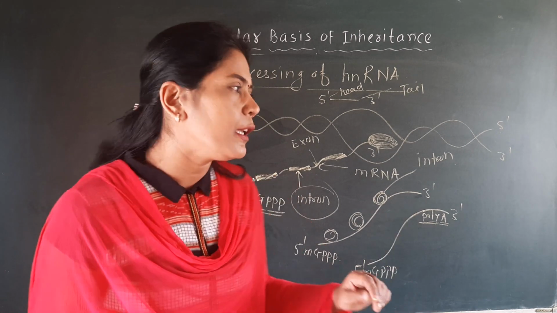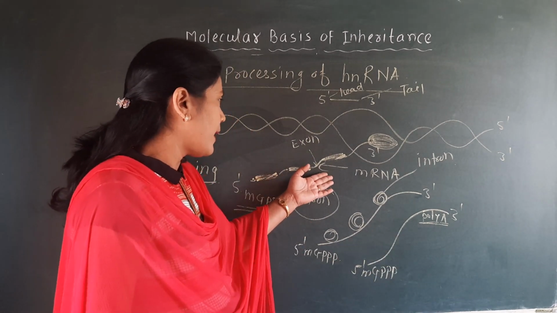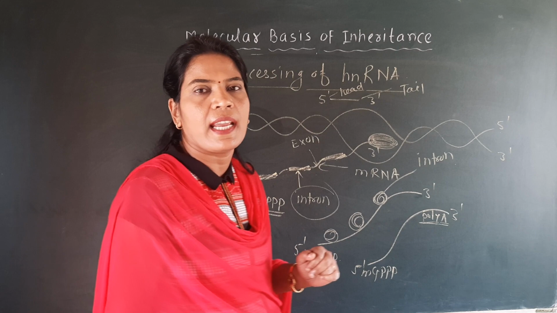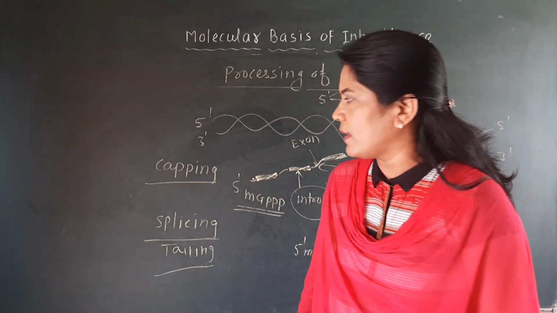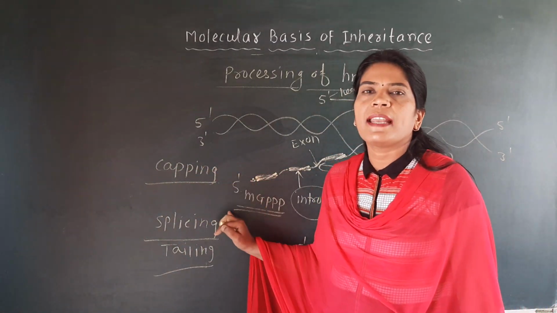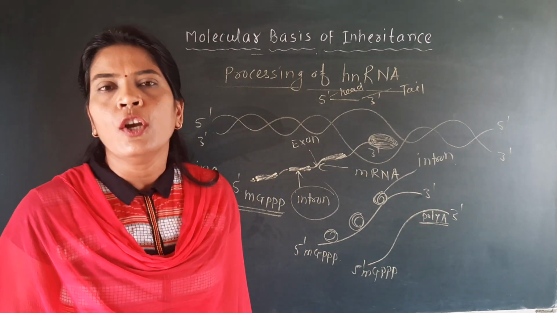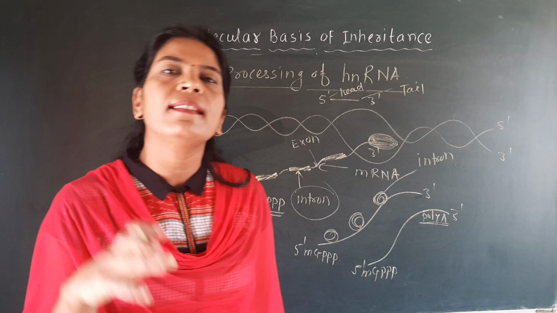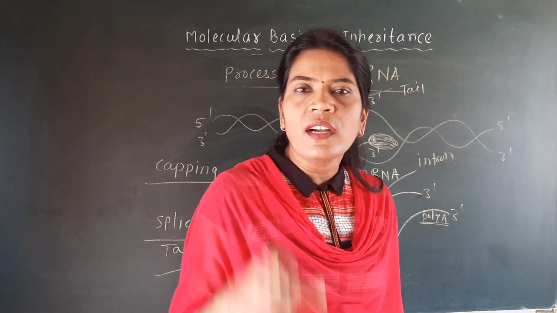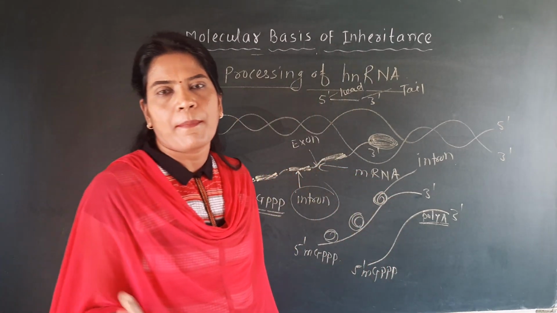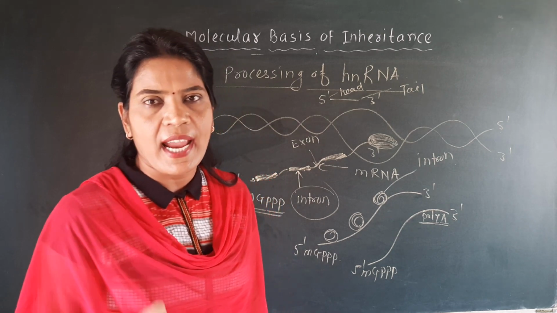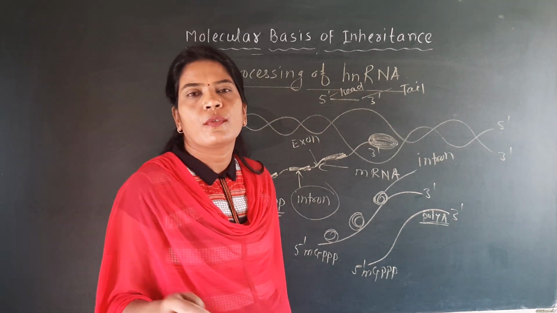So the mRNA which is formed from this DNA should undergo three processes, that is the capping, splicing and the tailing. And after capping, splicing and tailing, we may say that this mRNA is a functional one which can easily take part in the protein synthesis, or which can easily carry out the process of translation.